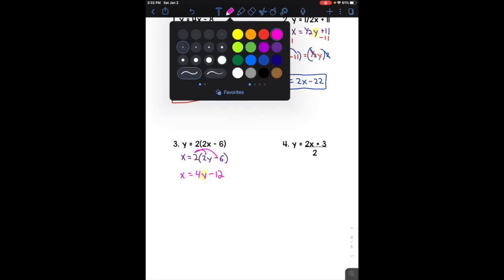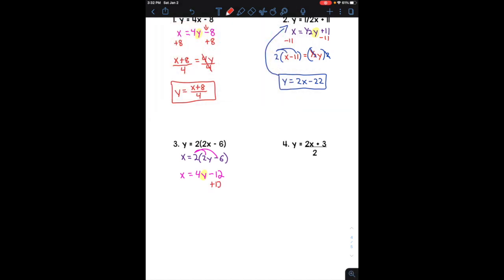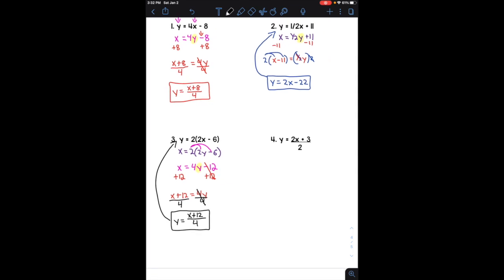In this case, we're going to add first because it's the opposite operation. We'll add 12 on both sides to move it over to the left. X plus 12 is just x plus 12. And similar to the first problem, the last step would be dividing by 4, in which there's nothing that we could simplify on the left side. So we'll just have our equation y equals x plus 12 divided by 4. This equation is the inverse for our original equation. We switched or exchanged the x and y values, and then we solved for y again.